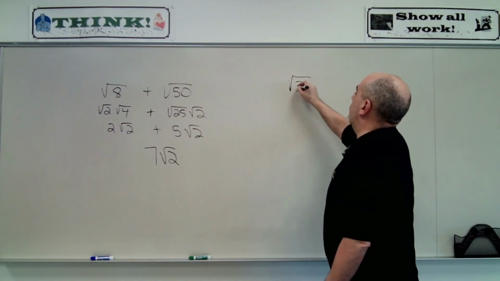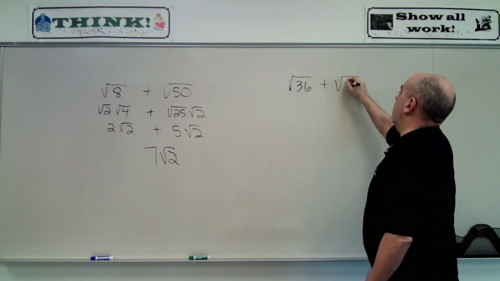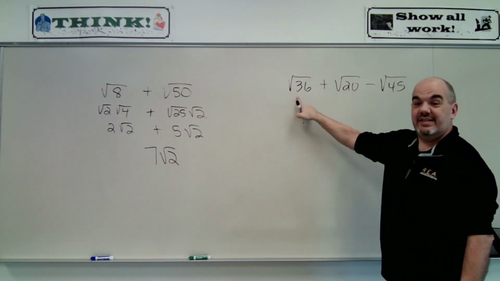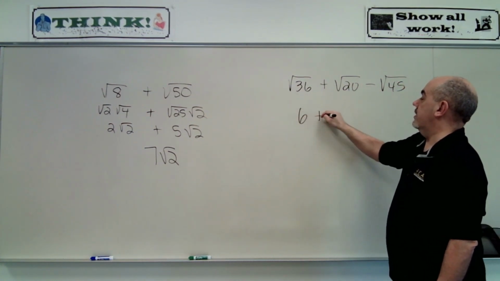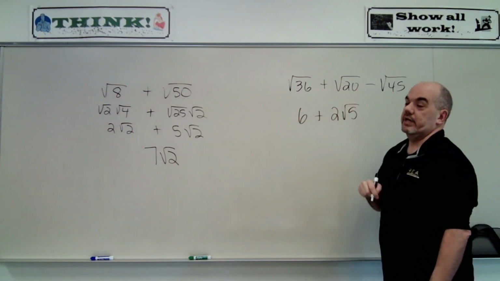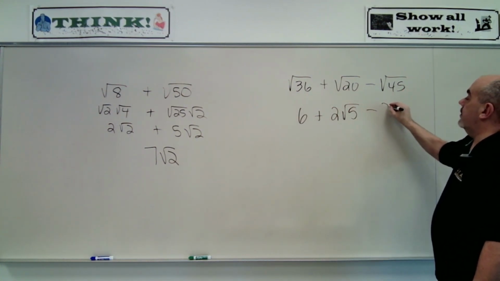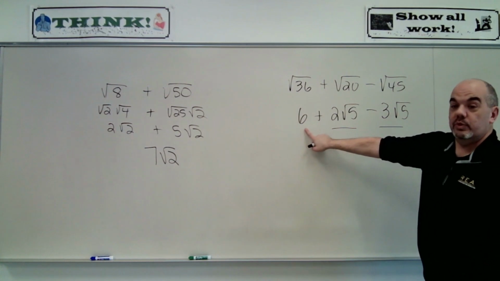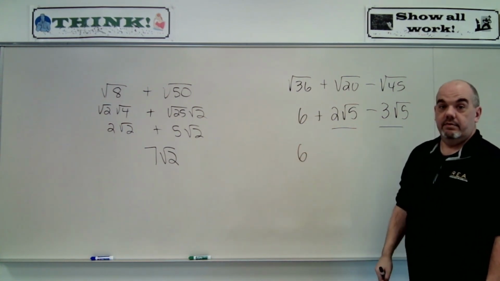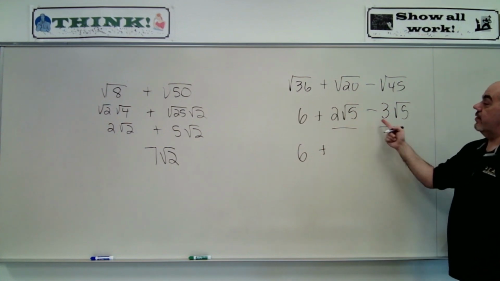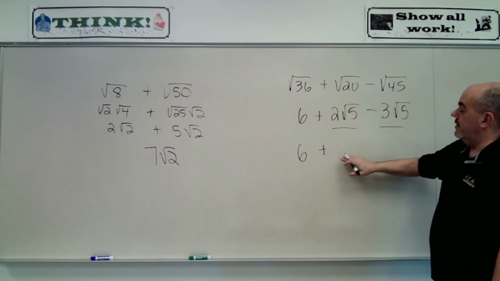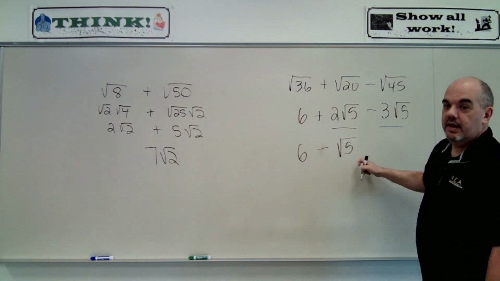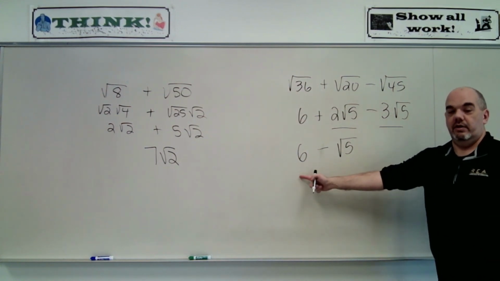Let's do the square root of 36 plus the square root of 20 minus the square root of 45. The square root of 36 is 6. The square root of 20 can be broken down to 2 square roots of 5. You can double check that. And the square root of 45 can be broken down to 3 square roots of 5. In this case, these are the like terms. This one's different, so that one's going to stay 6. And then when we put these together, we have 2 square roots of 5 minus 3 square roots of 5. It's actually going to be negative 1 square root of 5. You can put the 1 there, but you don't need it. And that is our final answer. We can't put these together because this is not a like term.